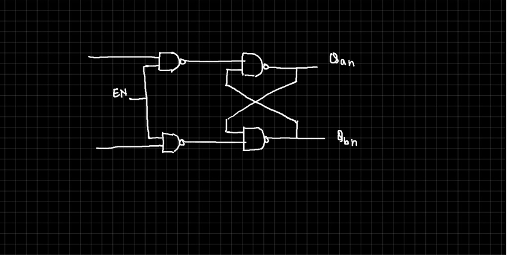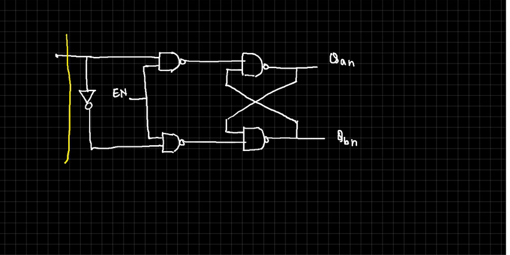See, when the enable pin is 0, there is no change, isn't it? I mean, if not equal to, we'll come to that. We have avoided that situation by introducing this one. Now there will be only one input.